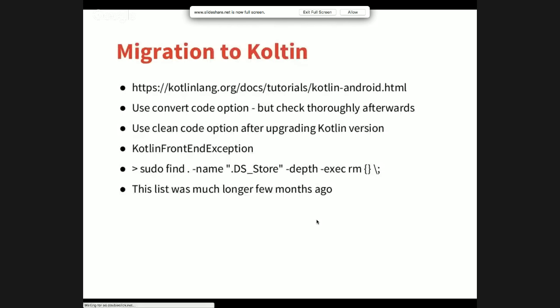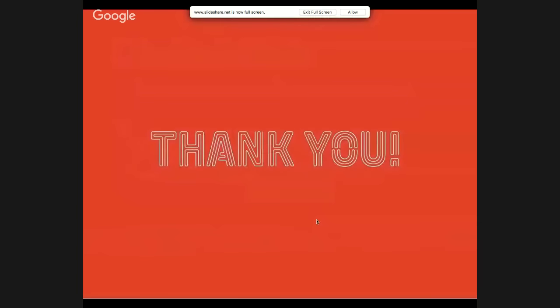And okay, migration. I don't have much to say here. You have a Kotlin cookbook on the official pages. You should use the convert code and clean code options. It used to crash on Mac. It still crashes. Sometimes you just need to clear those DS store files. Actually, a few months ago, this list was much, much longer, and this whole talk was supposed to be about migrating a project, but there are no problems now. And yeah, that's about it.